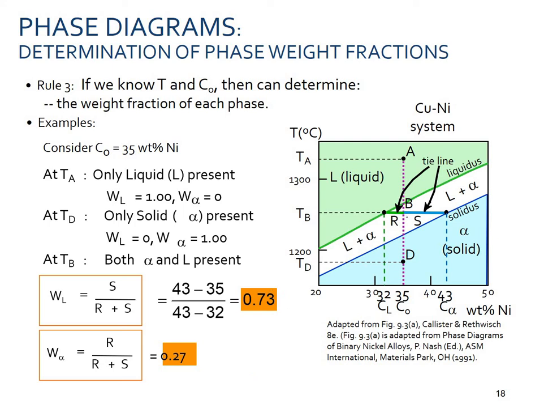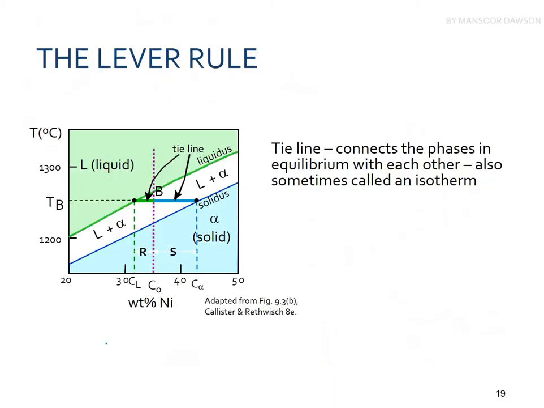If you don't know the exact length and want to find it, you can take S as 43 minus 35, and you take the whole distance over here, which is 43 minus 32. Both methods are correct, so use whichever is easier. For the weight fraction of alpha, which is the solid part, you can just subtract from 1, because there are only two phases, and you get the other one, which is 0.27. Otherwise you can follow the same rule. Basically, this is called the lever rule.